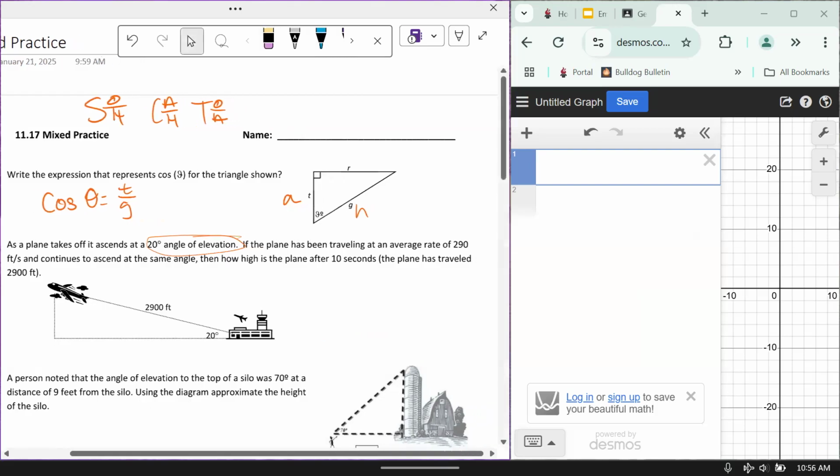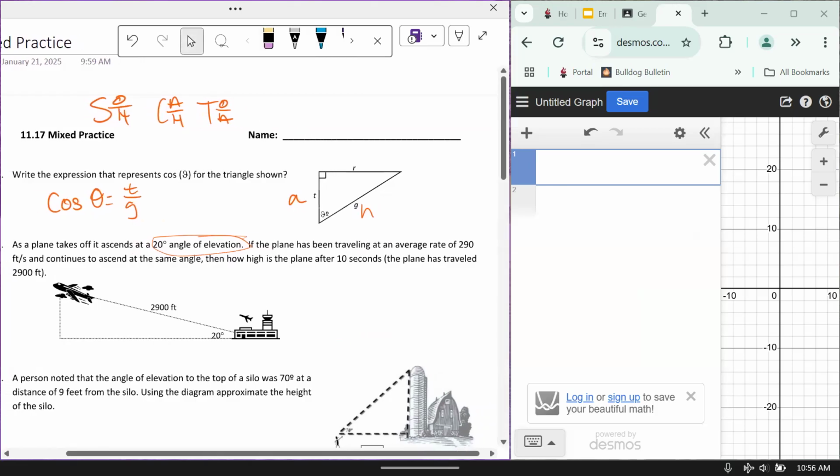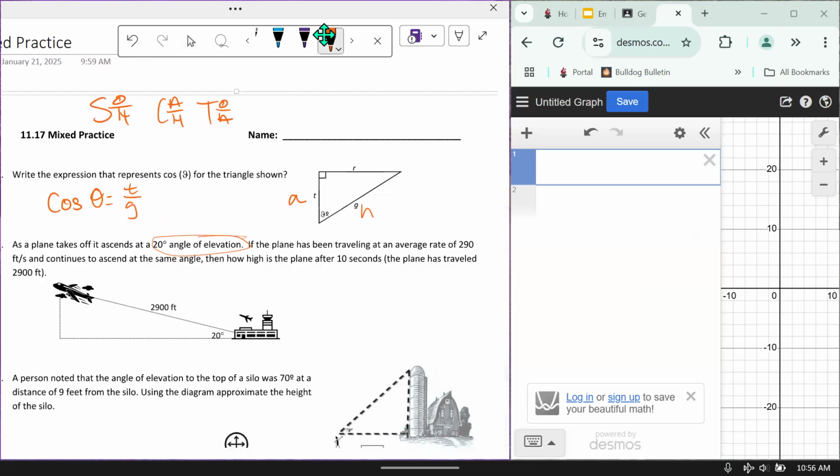If the plane has been traveling at an average rate of 290 feet per second and continues to ascend at the same angle, then how high is the plane after 10 seconds? The plane has traveled 290 feet. Okay, so it's already given and labeled.